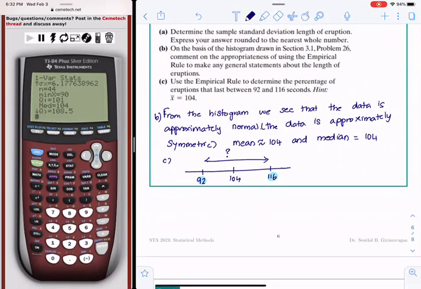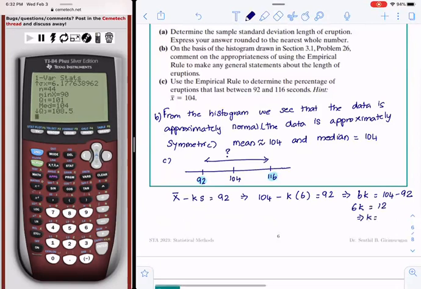92 is from 104. So I'll simply say x bar minus k times s is 92. So from the mean, I took a few steps, which is why I have a negative k times s. If I plug in, 104 minus k times the standard deviation, 6, equals 92, which would mean 6k equals 104 minus 92. 6k is 12, so k is 2.